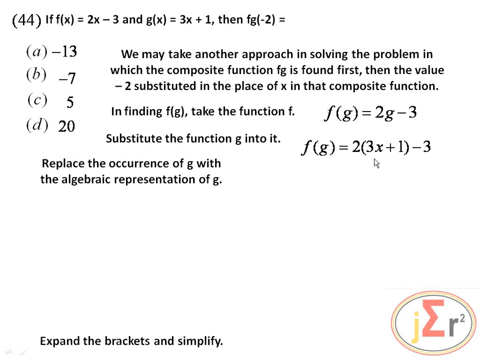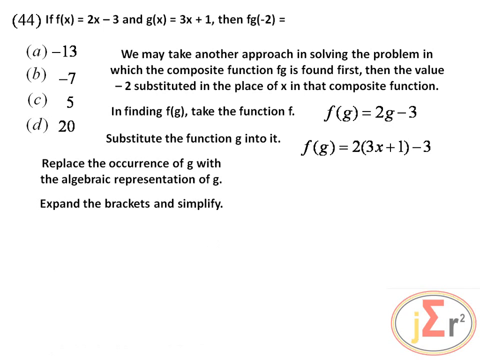We will expand the bracket and simplify. So we have 2 times 3x is 6x and 2 times 1 is 2. So 6x plus 2 minus 3. 2 minus 3 is negative 1, so 6x minus 1. That is, the composite function f of g is 6x minus 1. Now that we have found f of g, we need to find f of g of negative 2. We have f of g. We need to include that negative 2.